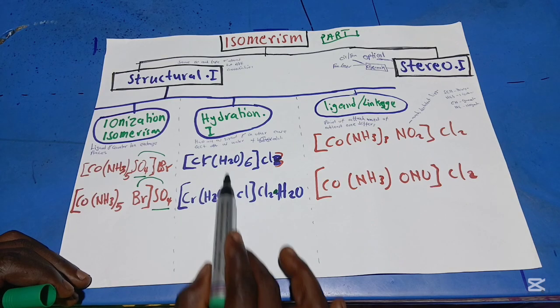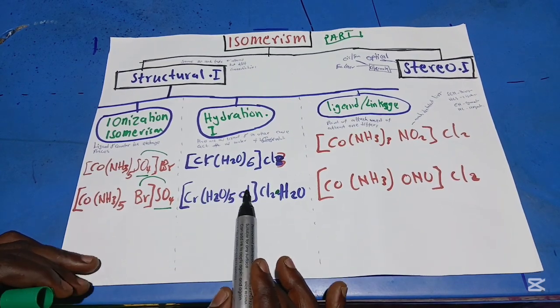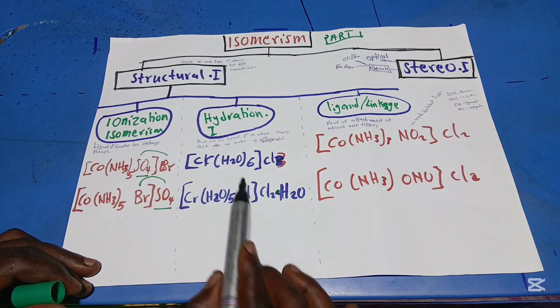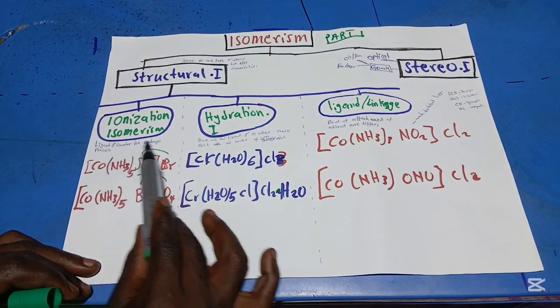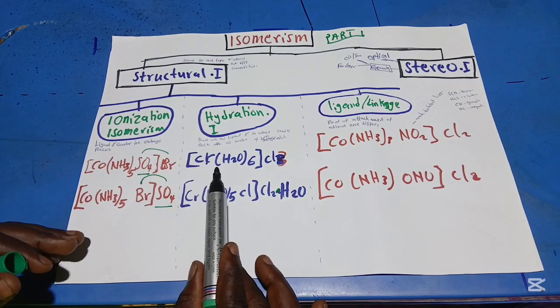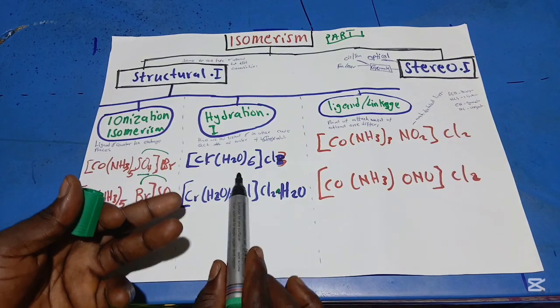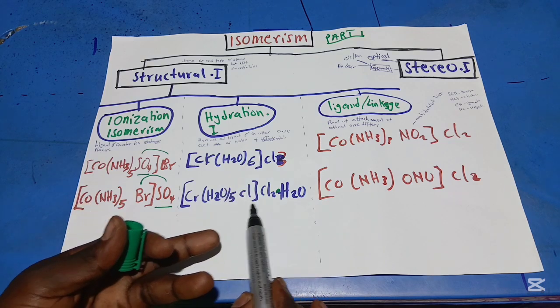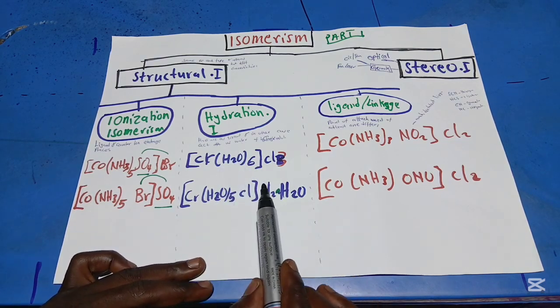So if you see any pair of complexes behaving this way, then the type of isomerism displayed here is hydration isomerism. Hydration isomerism and ionization isomerism are the same, but it is called hydration when we are talking about water. If we see water acting as a ligand and at the same time acting as a water of crystallization, then we call it hydration isomerism.